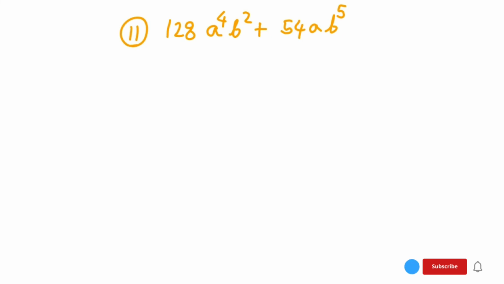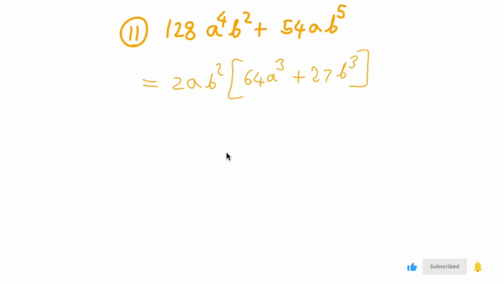Now the 11th question. Here what should we take common? Yeah, both are even numbers, so we can take common 2. A to the power 4, a, so we can take common a. B square, b to the power 5, so we can take b square. Okay, so here 64 a to the power 3 plus 27 a b to the power 3 is left. If you have any doubt here, you can ask me. Write in the comment box. Okay.